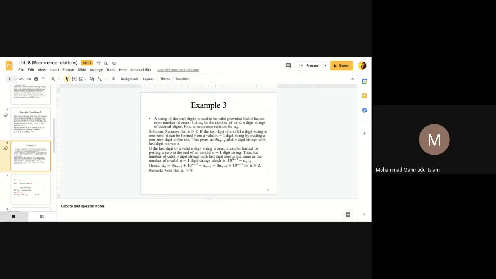Could you repeat the question? So here in the question, we are asked to count valid decimal digit strings. Valid means an even number of zeros.